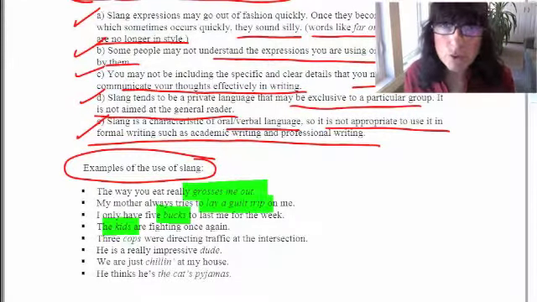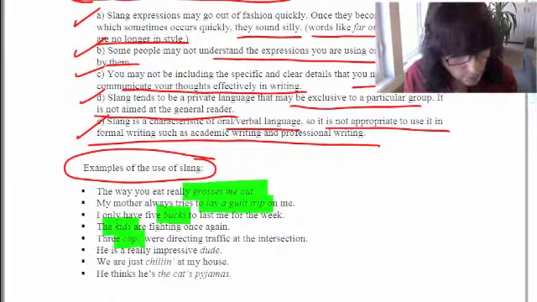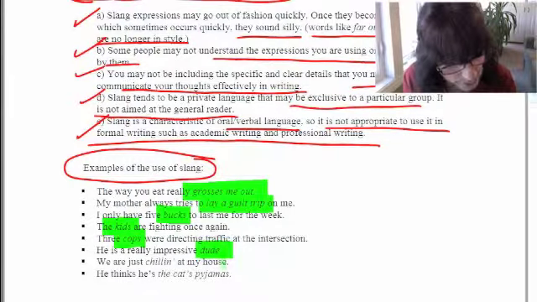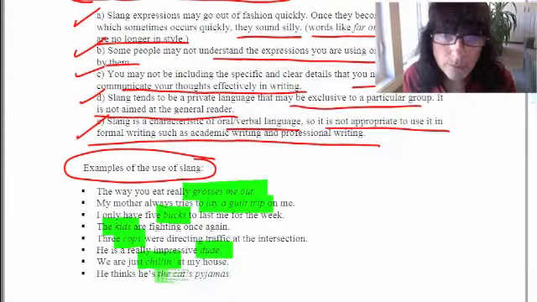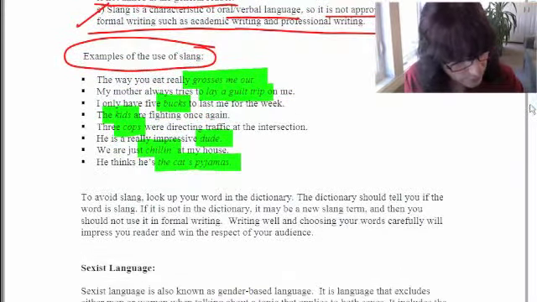The kids are fighting once again. In formal writing, you don't use kids. You say the children, the young ones. The cops are directing traffic at the intersection. Cops is slang. You'd say police officers. He is a really impressive dude. That's become outdated. We are just chilling at my house, or hanging out, that's also slang. And he thinks he's the cat's pajamas. So these are all slang expressions.